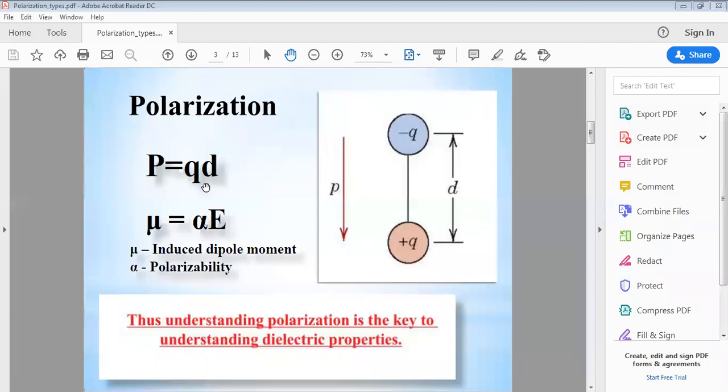Now the mu is called the induced dipole moment. Mu is the induced dipole moment. It is directly proportional to the applied electric field E.